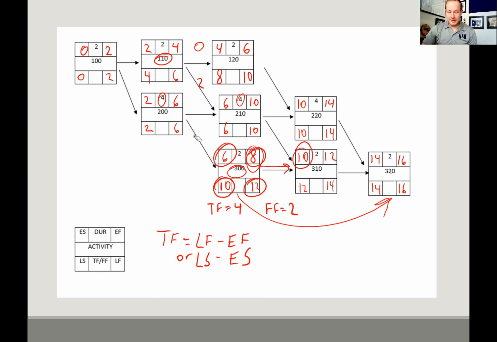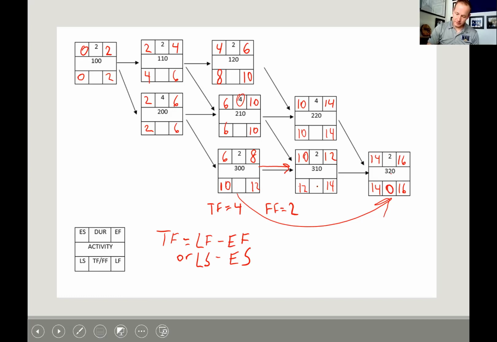When an activity has a total float of 0, that means it can't be delayed without affecting the end date. We know from studying that when an activity can't be delayed without affecting the end date, it's on the critical path. So anywhere that we come up with a total float of 0, that means that it's on the critical path. So let's go through here and figure out the total float of each of these. So 16 minus 16 is 0. 14 minus 12 is 2.